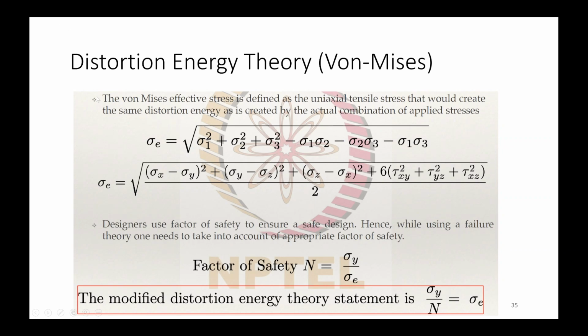Okay, now the von Mises effective stress is defined as the uniaxial tensile stress that would create the same distortion energy as is created by the actual combination of applied stresses. Now, sigma E is given as effective stress. If we divide sigma Y upon sigma E, you can get your factor of safety. So this sigma E should be comparatively lower than your yield stress. So this is how you define your factor of safety.